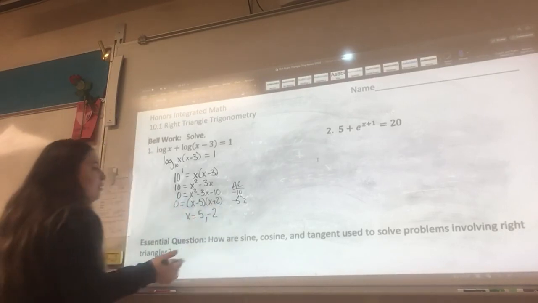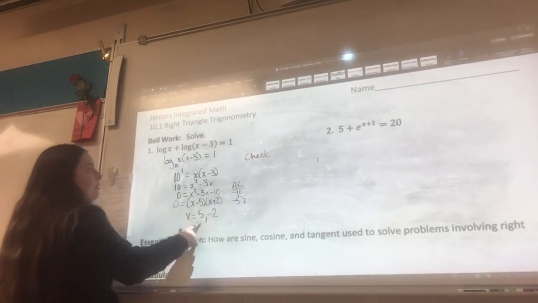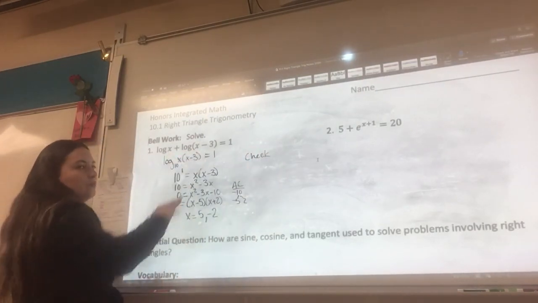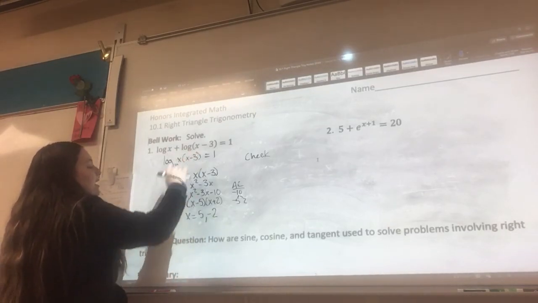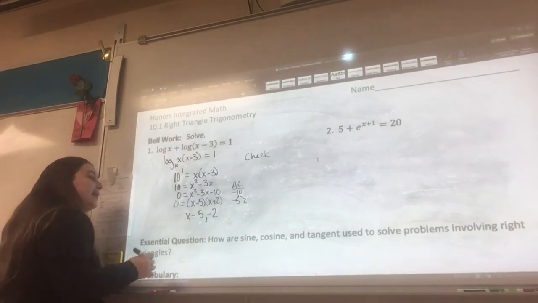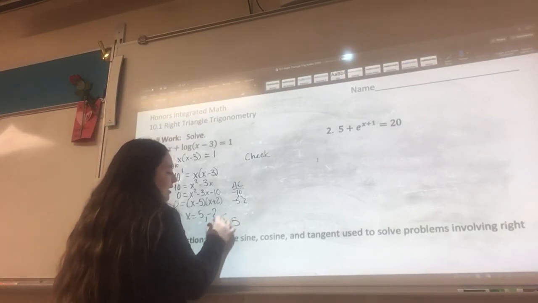Our next step is we do need to check to see if they work or not. If I plug 5 into any x, we've got positives in the logs. If I plug negative 2 into any x, well, they're negative, therefore it doesn't work. So our answer is x equals 5.